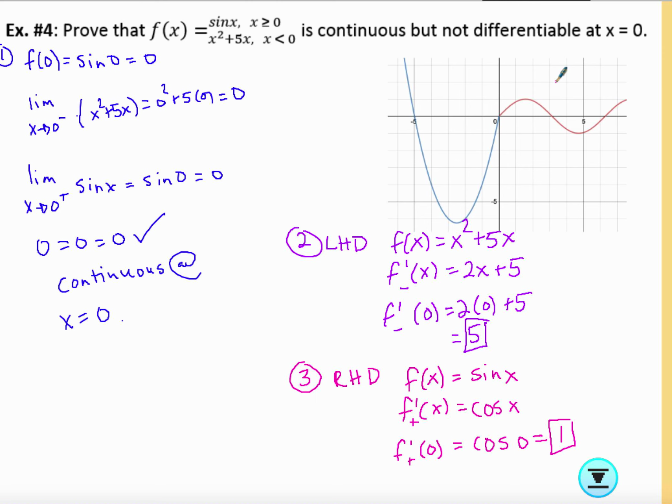I like it. What I don't like is the fact that for step number 4, I have to show that these are the same, and they're not. 5 does not equal 1. The left-hand derivative does not equal the right-hand derivative. Therefore, f of x is continuous, but not differentiable at x equal to 0.